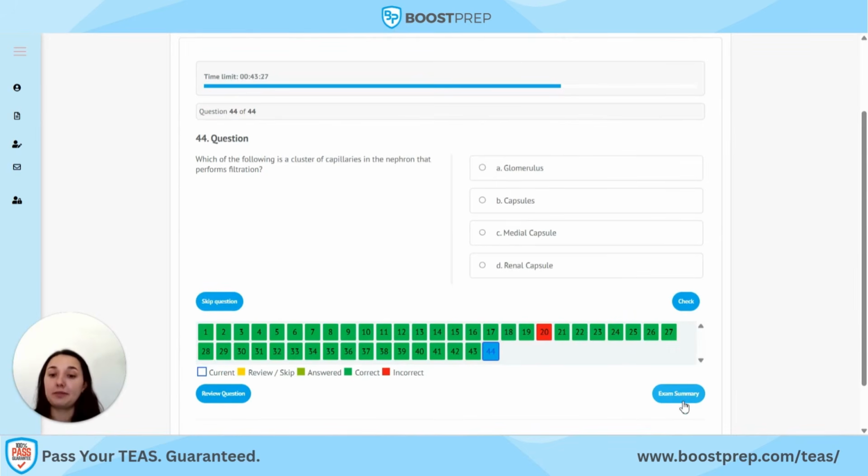Question 44. Which of the following is a cluster of capillaries in the nephron that performs filtration? A. Glomerulus, B. Capsules, C. Medial capsule, D. Renal capsule.